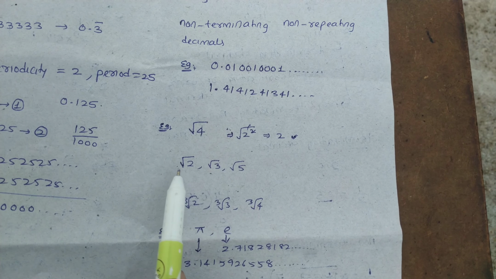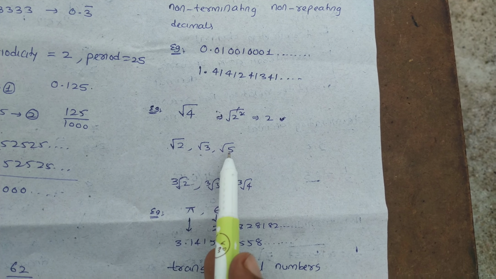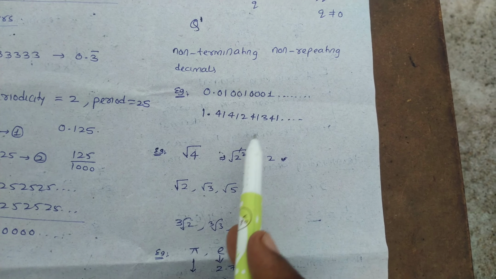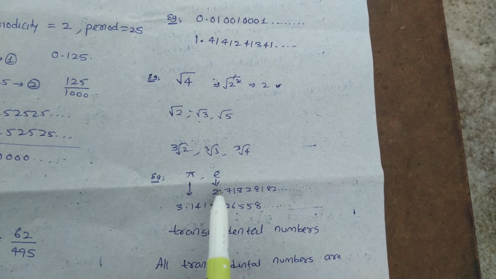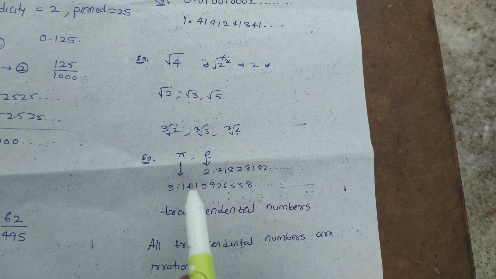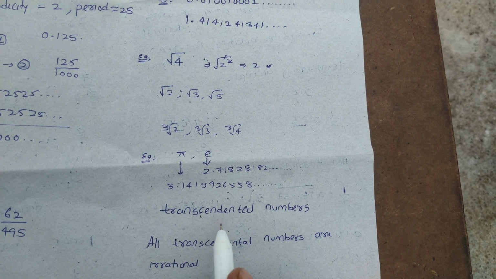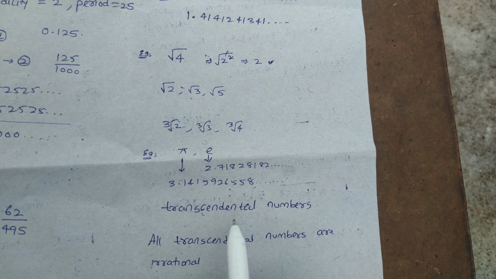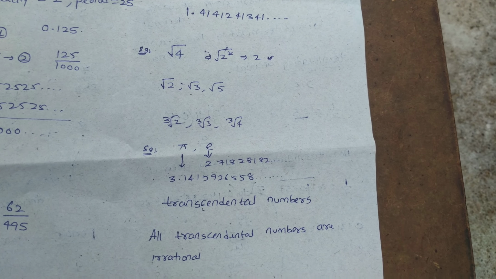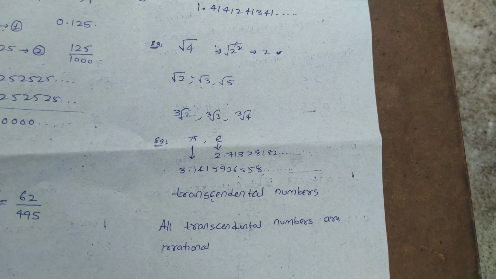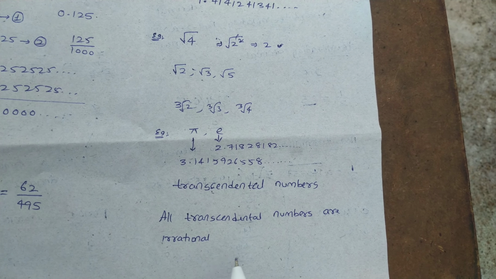For example, root 2, root 3, root 5 are irrational numbers, but these are not transcendental numbers. Only pi, e, and any specific symbols like these will come under transcendental numbers. What is the definition of a transcendental number? A transcendental number is a number that is not a root of a non-zero polynomial equation. Clear? So note that all transcendental numbers are irrational numbers, but all irrational numbers are not transcendental.